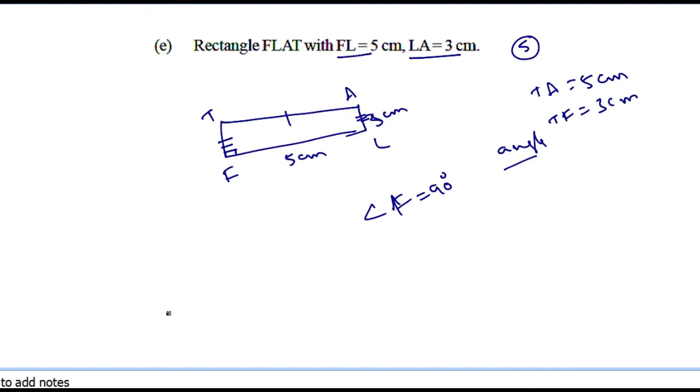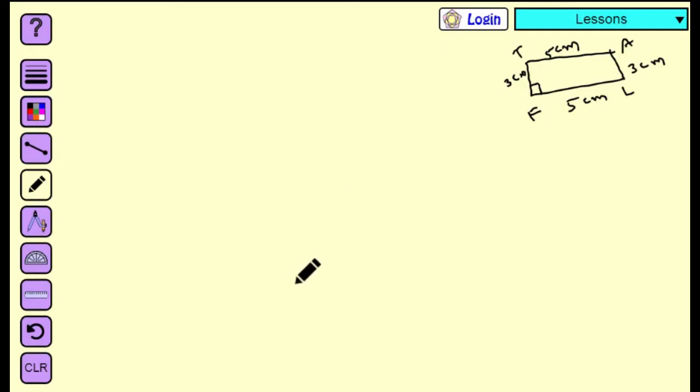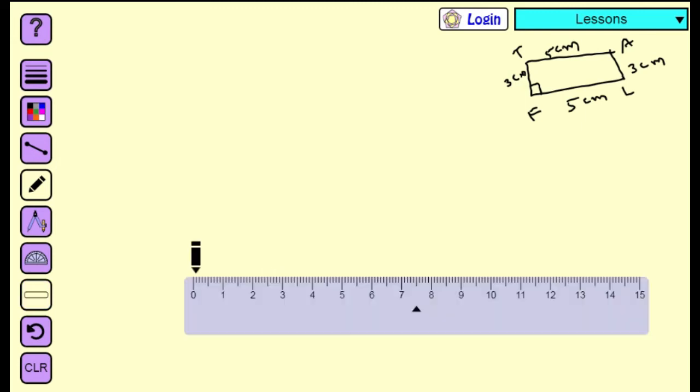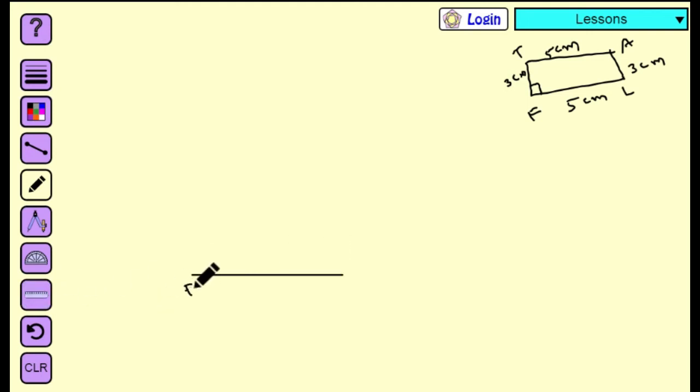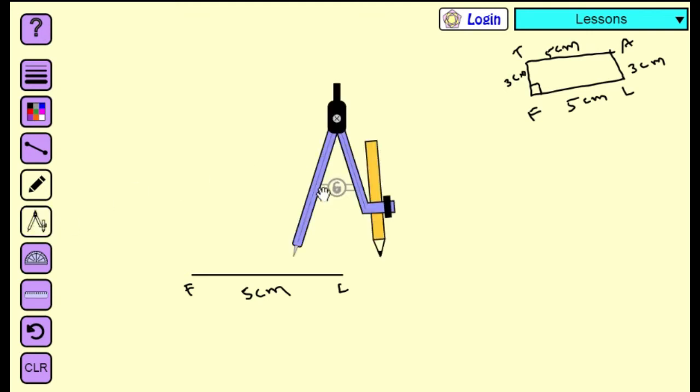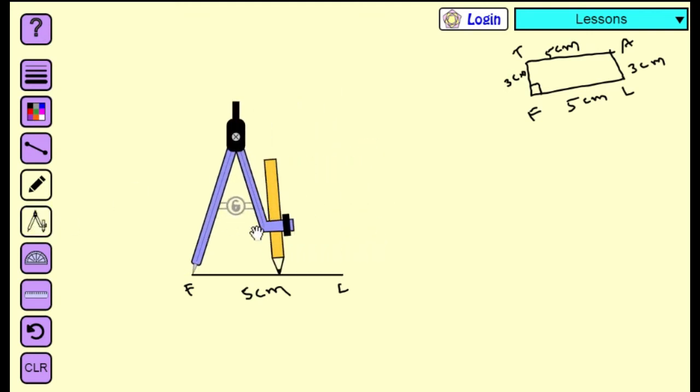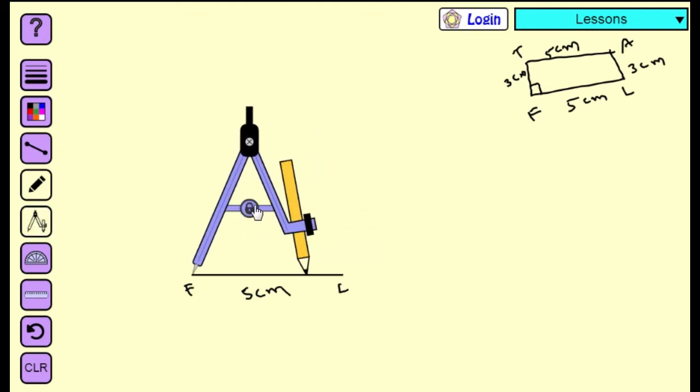Now let's move to the construction part. Now first draw a line segment FL with 5 centimeter. Mark point F and L with 5 centimeter. Now construct angle F is equal to 90 degrees with the help of compass. So for that you should take the compass and F as the center, draw an arc.